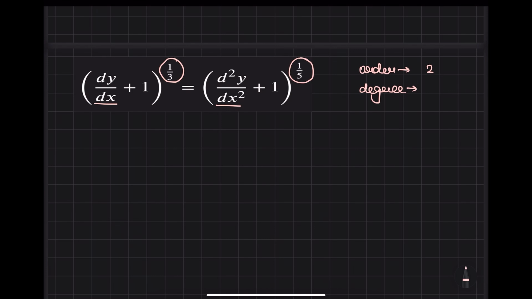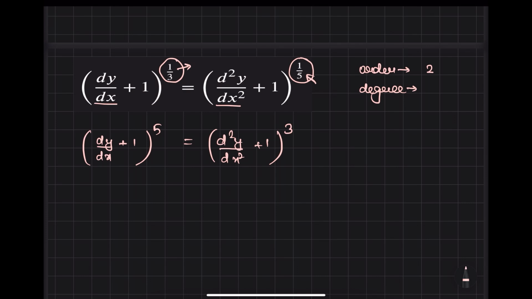both. First, to remove this, you will take cube on both sides. To remove this, you will take power 5 on both sides. Correct? So you will take power 15 on both sides. So what we will be left with: dy by dx plus 1, and 15 means what? 5. Because 1 by 3 power 15, so powers multiply. And then we are left with d2y by dx square plus 1, and then we have 1 by 5 power 15, which is 3.